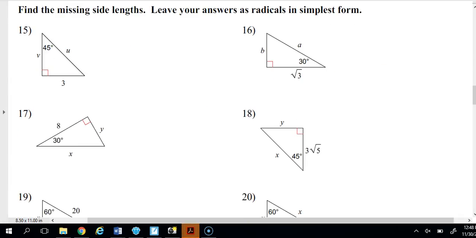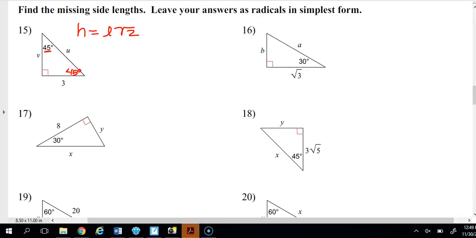Our next set of problems says find the missing side lengths. Leave your answers as radicals in simplest form. So first thing we have to look at in these problems is what kind of triangles are they? And I notice with number 15 that I have a 45-degree angle here. So this has to be a 45-degree angle. That means that it's a 45, 45, 90. And the only formula I have for that is h is equal to L radical 2. So then I just have to figure out what is L and what is h.